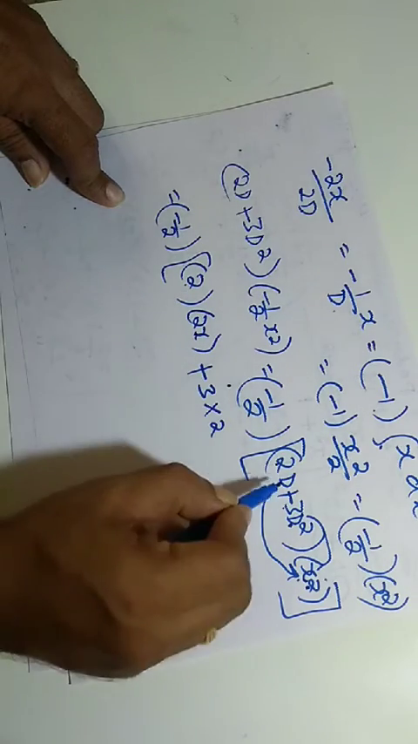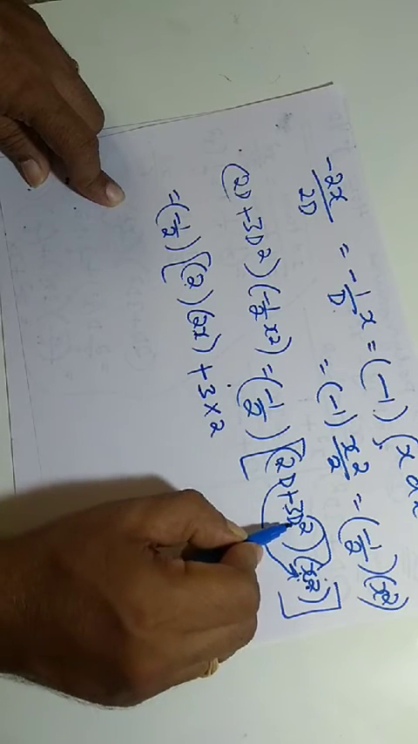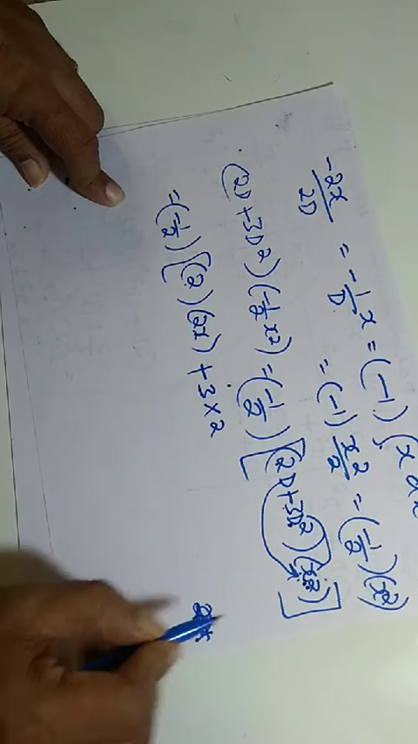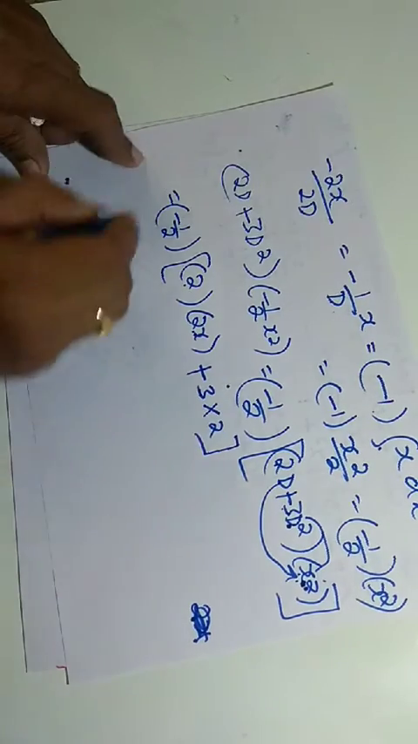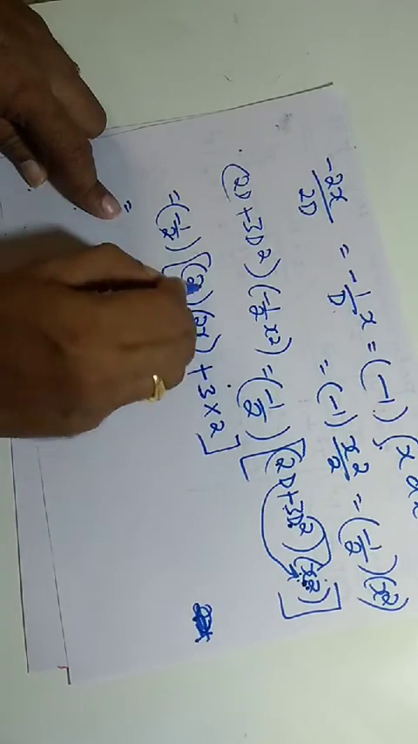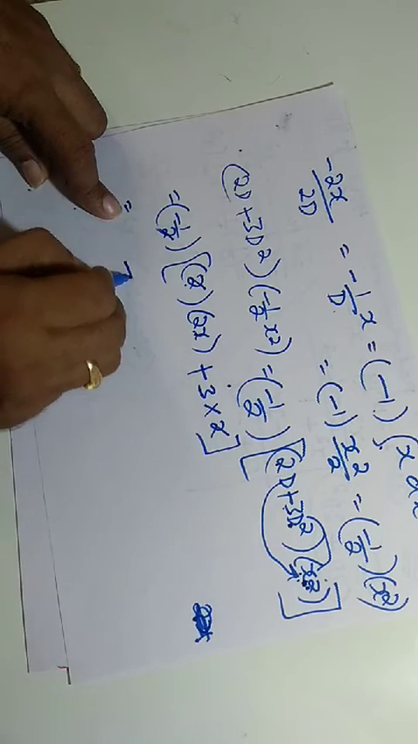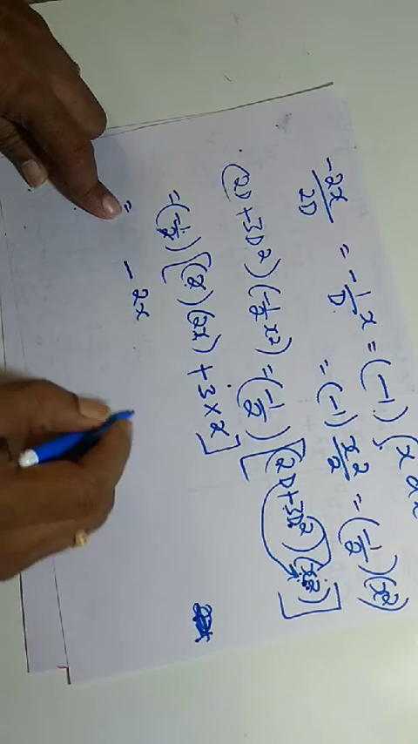2 I have written, D of x squared is 2x. Next, 3 I have written, D squared of x squared: two times you differentiate, differentiation of x squared is 2x, again if I differentiate, 2. So this 2 cancels with 2, again this 2 cancels with 2. So what is remaining? Minus 1 into 2x, minus 2x.